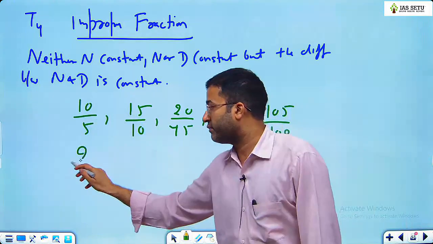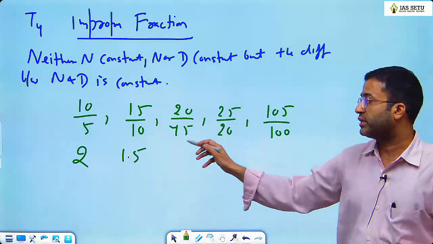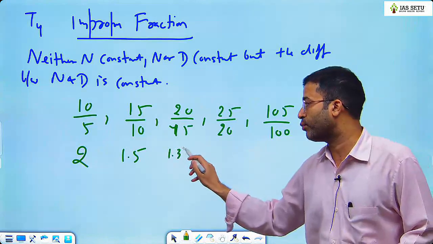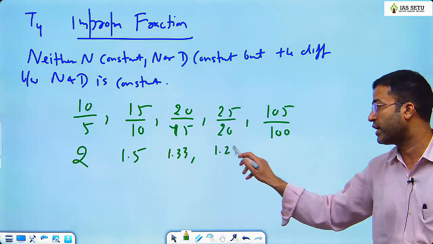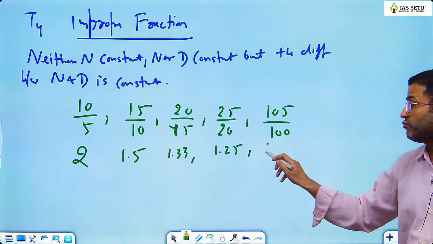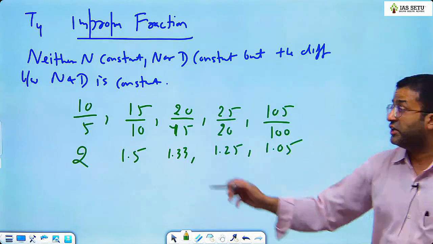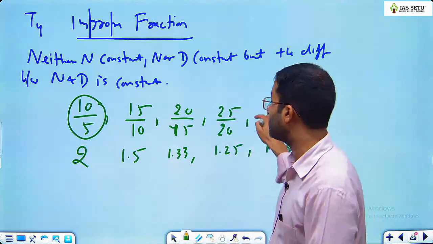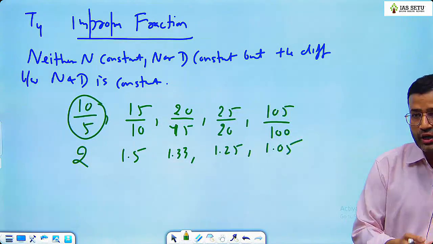10 by 5 is 2, 15 by 10 is 1.5, 20 upon 15, here it is 4 by 3 which is 1.33, 25 upon 20 is 1.25, 105 upon 100 is 1.05. Now you tell your mind which is bigger. Here 10 by 5 is the largest fraction, whereas 105 upon 100 is the smallest fraction. So we have to train our mind.